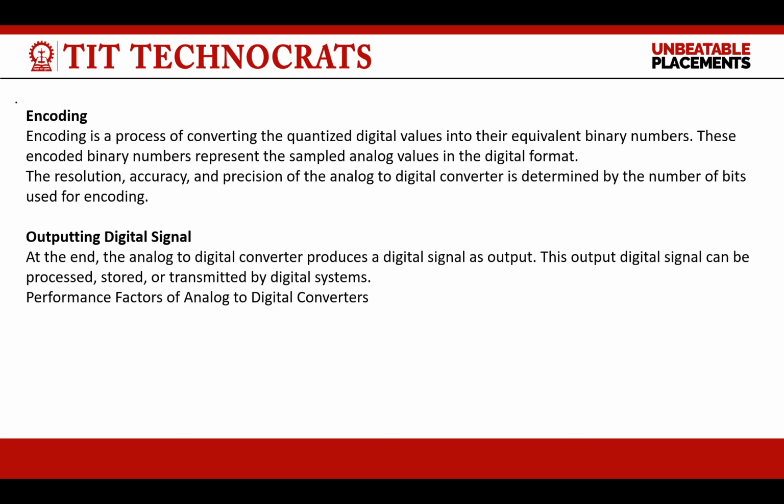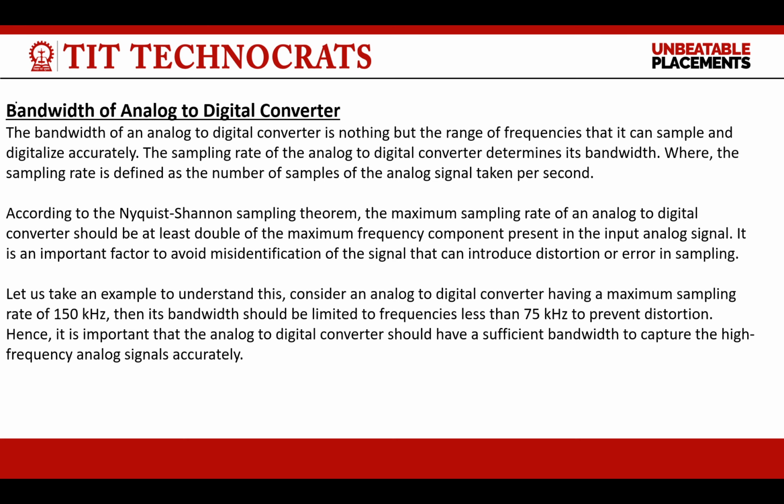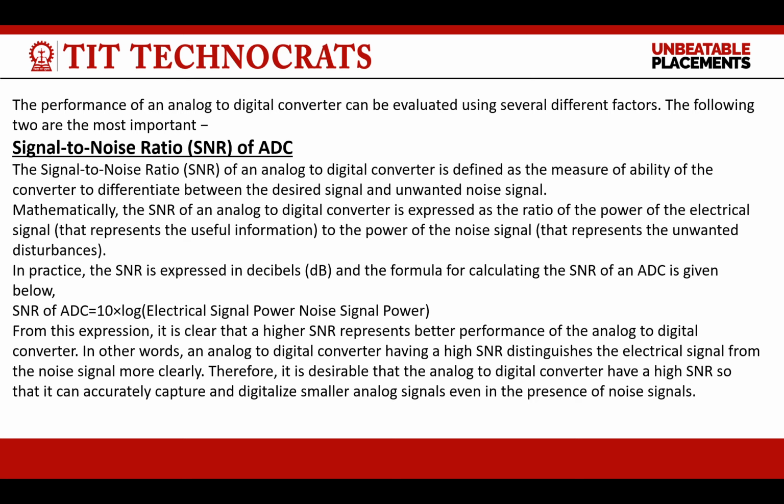At the end, the analog to digital converter produces a digital signal as output. This output digital signal can be processed, stored or transmitted by digital system. Performance. Now next we have the performance factor of analog to digital converter, and the performance of an analog to digital converter can be evaluated using several different factors.